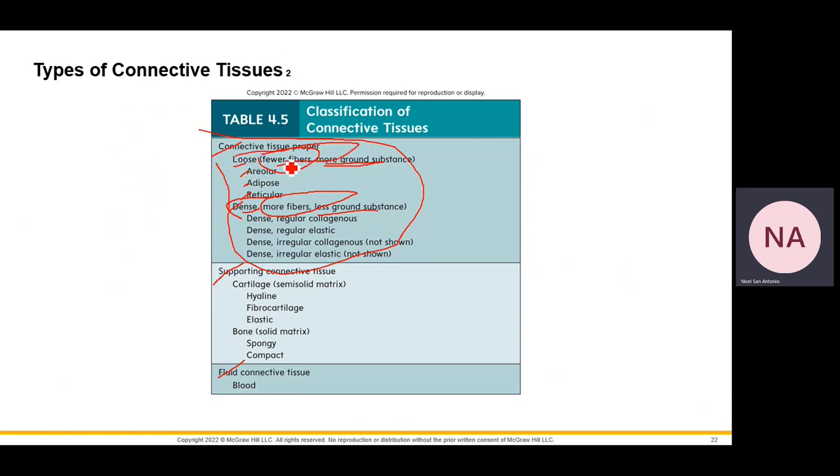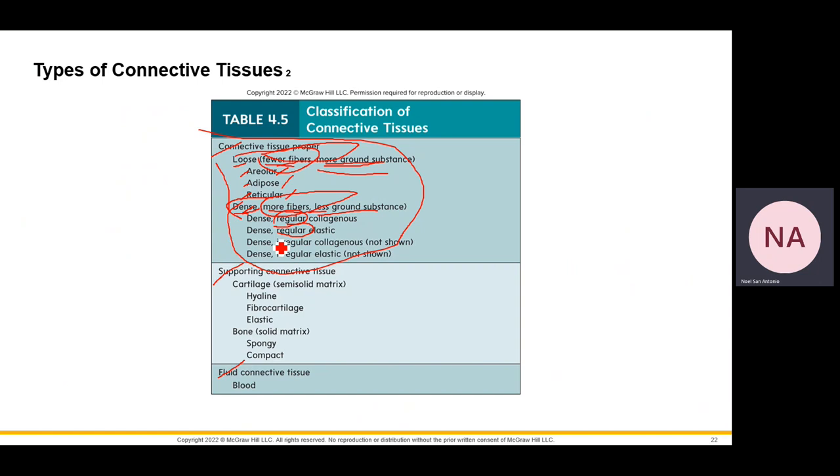And as a summary, it's considered loose because they contain fewer fibers, but more ground substance. Under loose connective tissue, you have areolar, adipose, and reticular connective tissue. Now, let us go to the dense. As we have said earlier, dense connective tissue have more fibers, but less ground substance. And most of the time, they are classified according to the arrangement of the fibers. Hence, makikita nyo, may nakalagay regular at irregular. Ibig sabihin, it has something to do with the arrangement of the fibers.